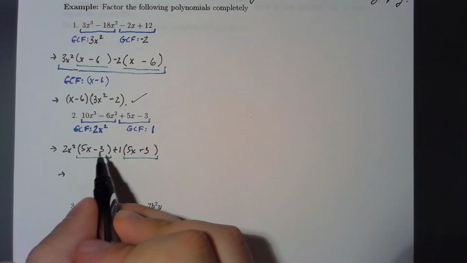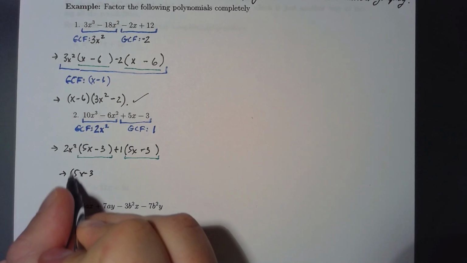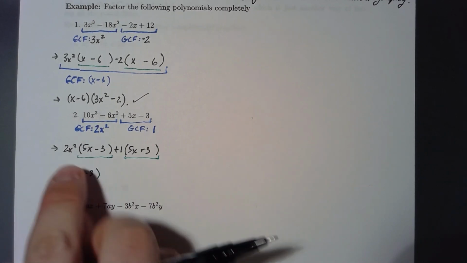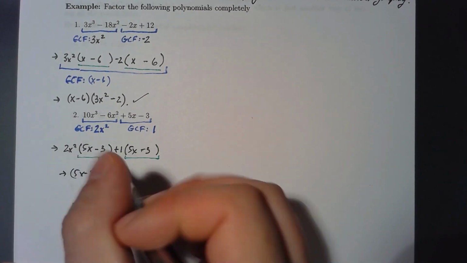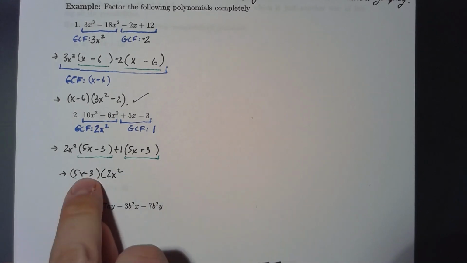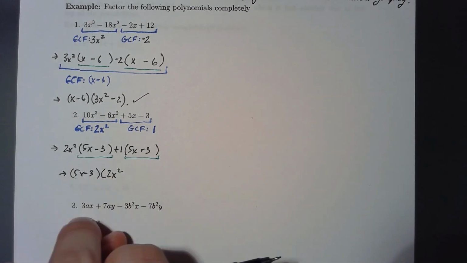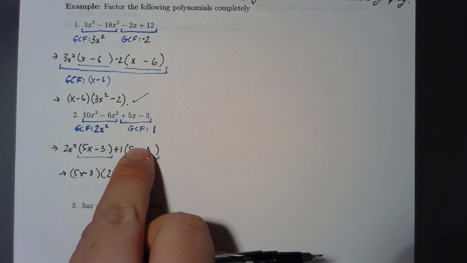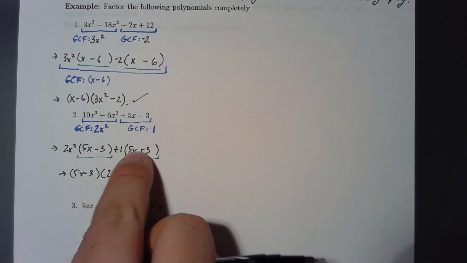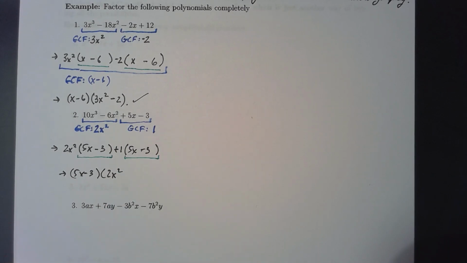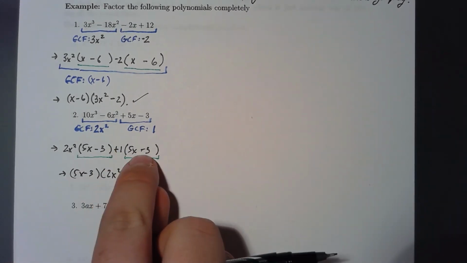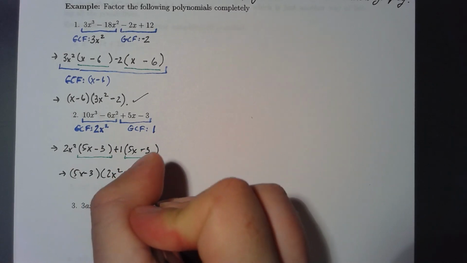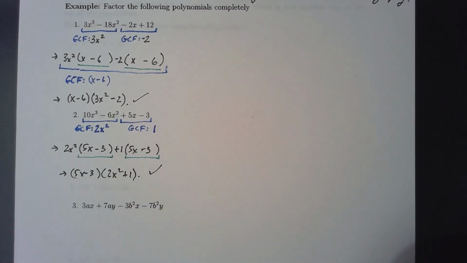So finally, when I factor the 5x minus 3 out of the first group, what's missing? The 2x squared. Right? This times this will get me this back. This times what will get me this back? Well, this times 5x minus 3 is going to be the 1, right? This times 1 is going to give me this, right? So that's the plus 1 right there. And there it is. Pretty basic. That's factoring by grouping, right?